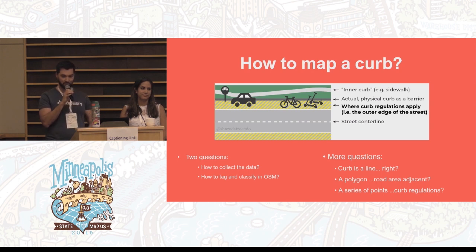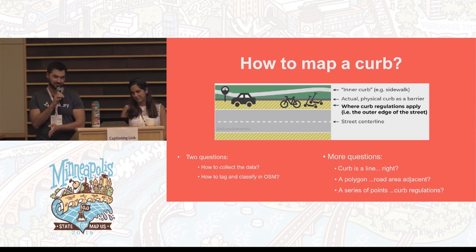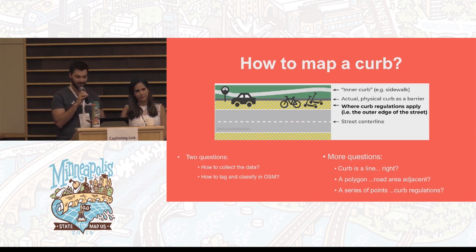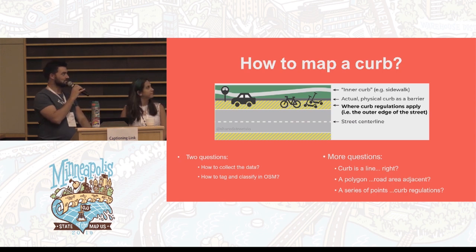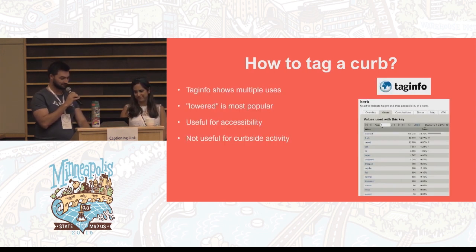But there's also a series of points, like where the line changes colors. It might be blue for one car length and then change to red. And then there's the sidewalk on the other side of it. There's also cuts in the curb. There's a lot of complex pieces here that really raise the question of how do you even map this thing?